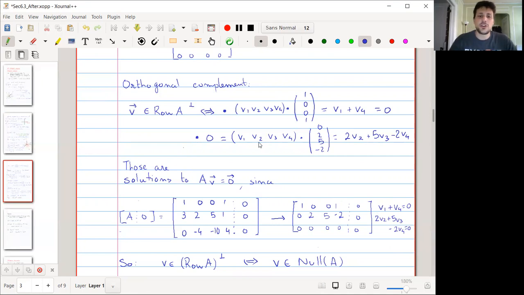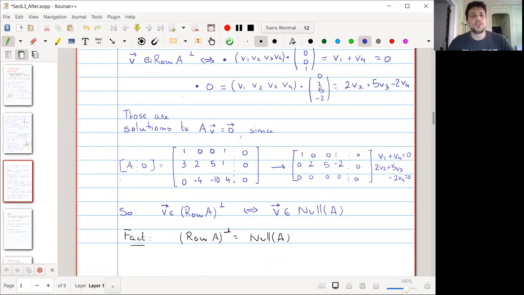So what we just showed here is the following implication. If you have a vector inside the orthogonal of the row space of A, then that same vector is inside the null space of the matrix A. And conversely, if a vector is a solution to the homogeneous linear system, then it will be orthogonal to the rows of A. Wrapping up what we proved, it's the following fact. The orthogonal to the row space of A is indeed the null space of the matrix A.